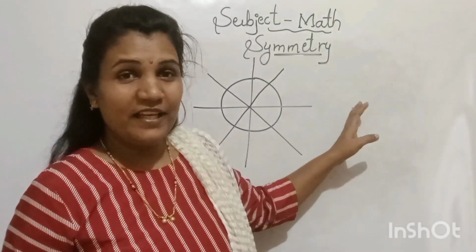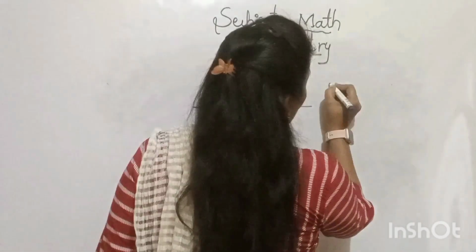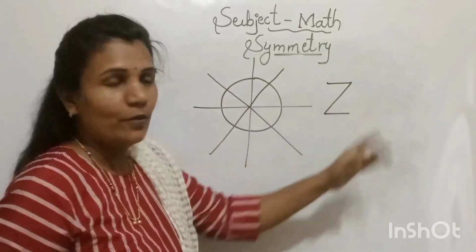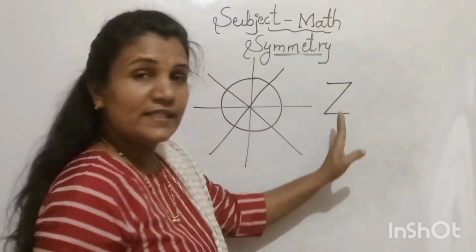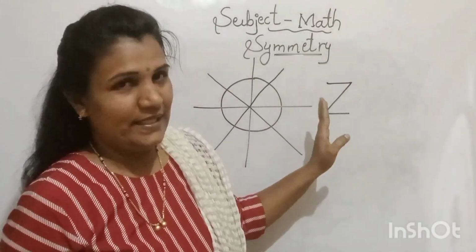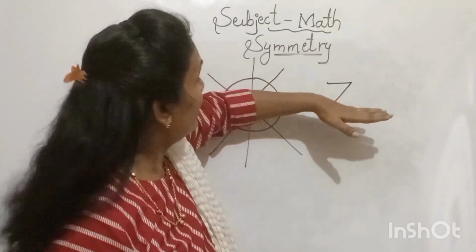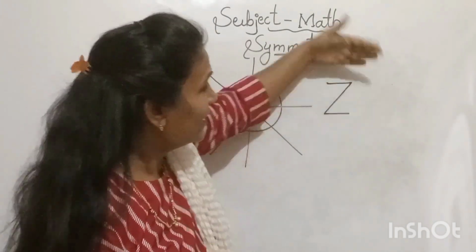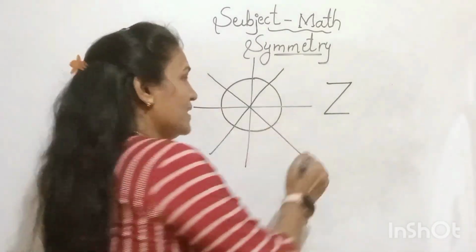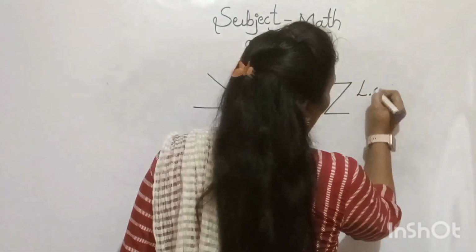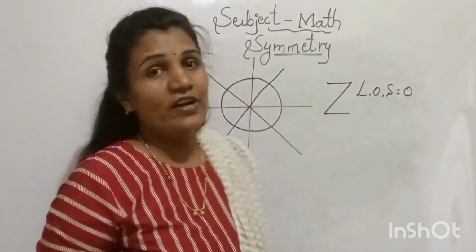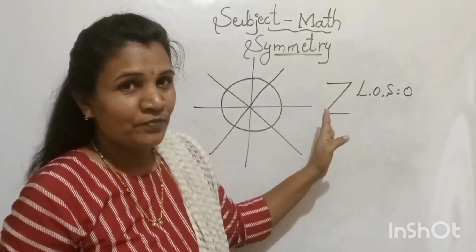Yes, now I am taking the letter Z. We'll check how many lines of symmetry and what rotational symmetry this letter Z has. See, if I fold this letter Z vertically, it will not superimpose with its both sides. And if I fold this Z horizontally, it will not superimpose. It means the letter Z has lines of symmetry 0, and the order of rotational symmetry, how much?